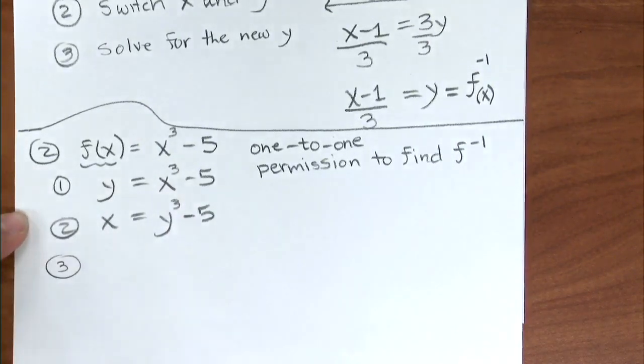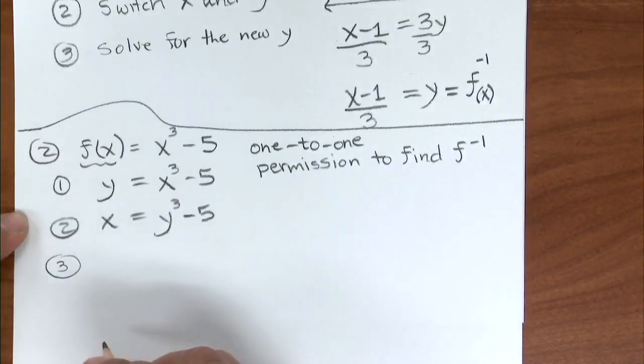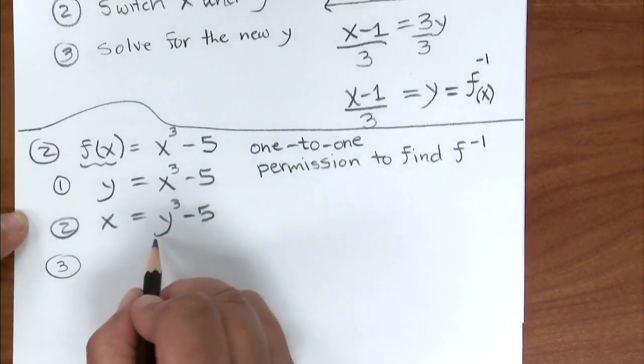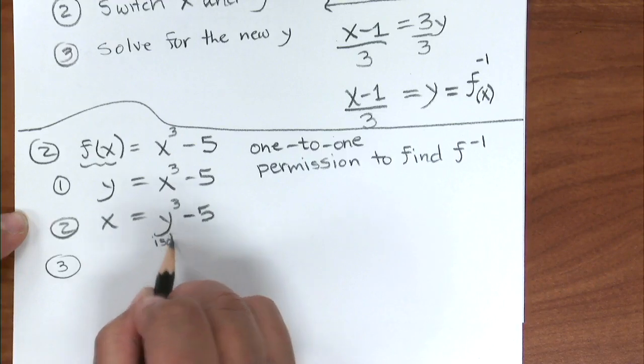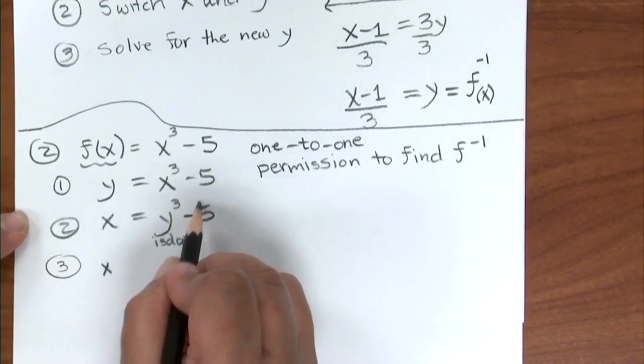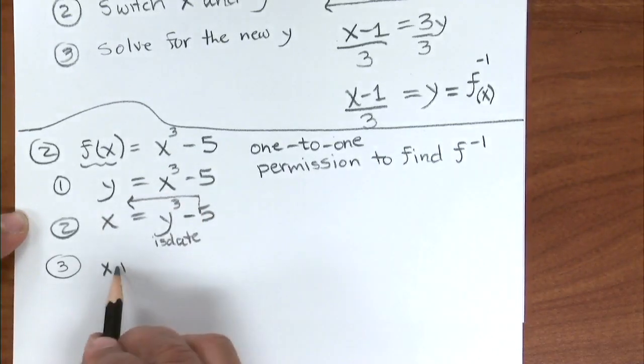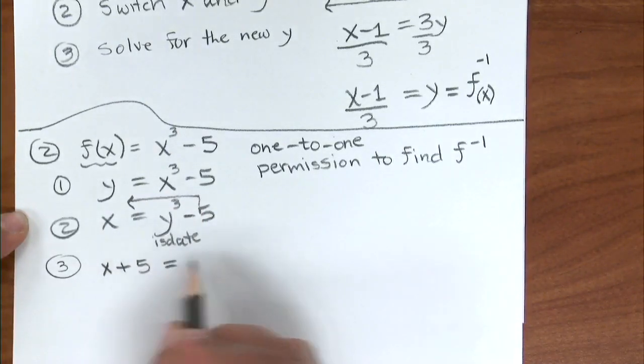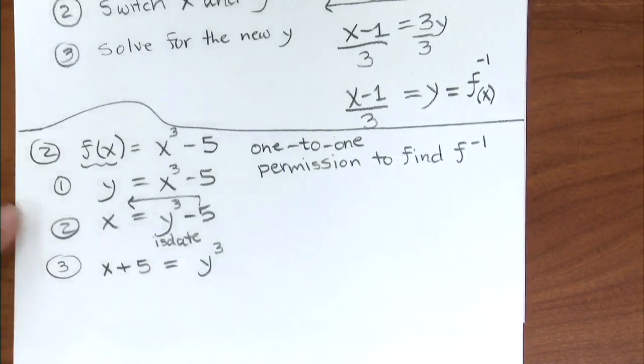Step 3, solve for the new y. In other words, isolate this new y. So I'm going to bring the negative 5 over here, leaving the y cubed by itself.